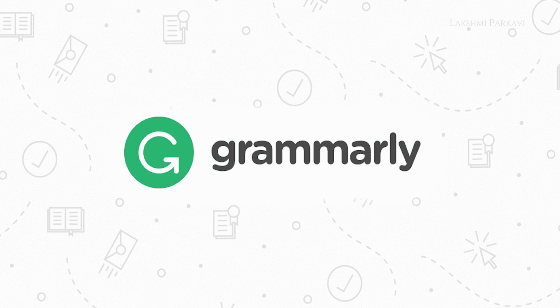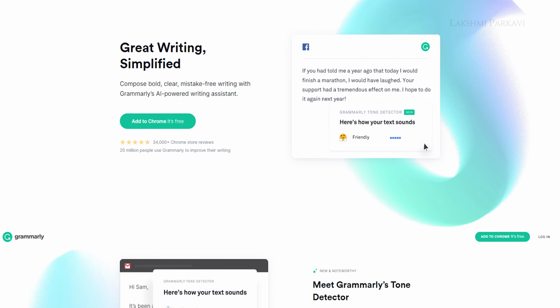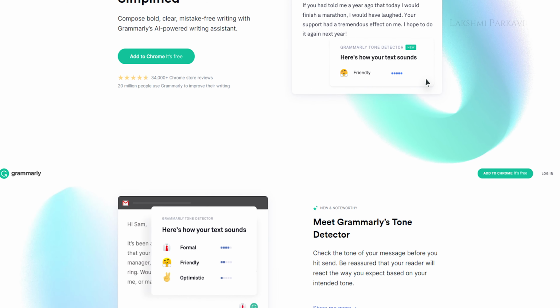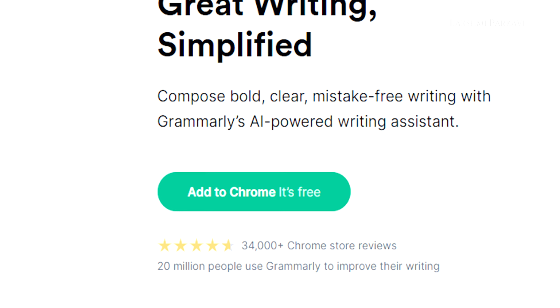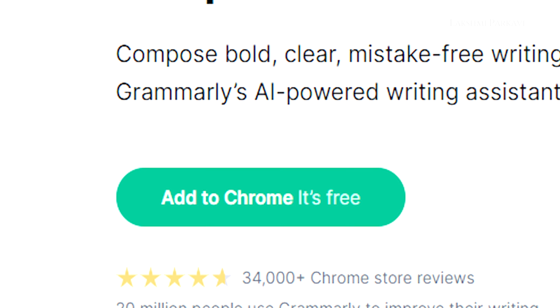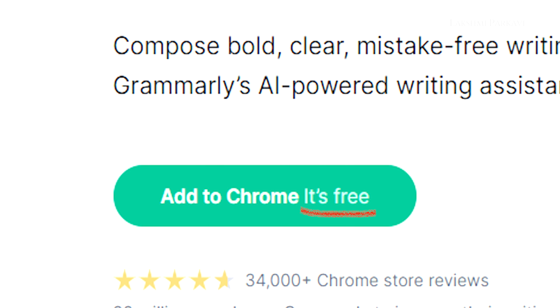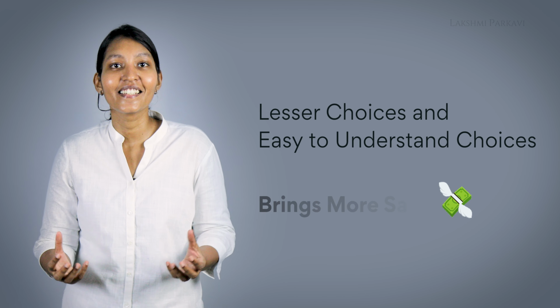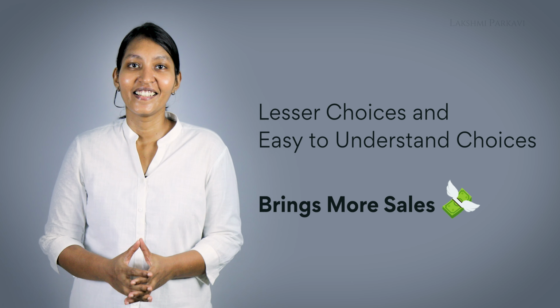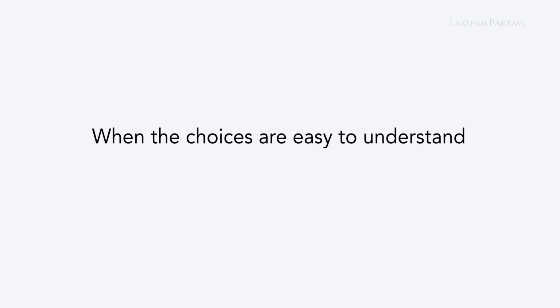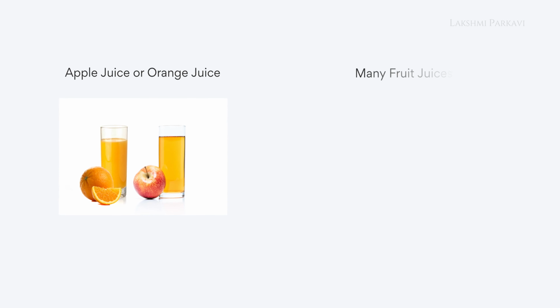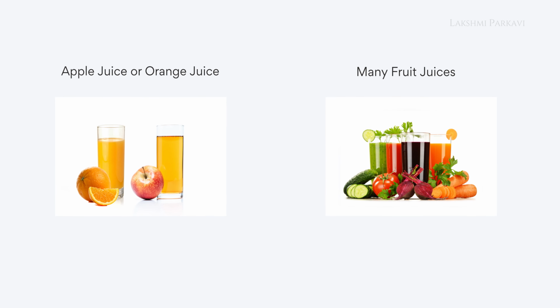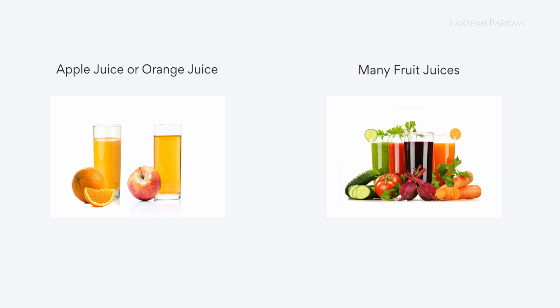Now look at Grammarly.com. Scroll the whole website and you are presented with only one choice, one action, and that too accompanied by the magical words, it's free. The point to take home from Hicks Law is that fewer choices and easy to understand choices means more sales. When the choices are easy to understand, like apple juice or orange juice, instead of listing all the fruits' names, time to take the decision will be much quicker.